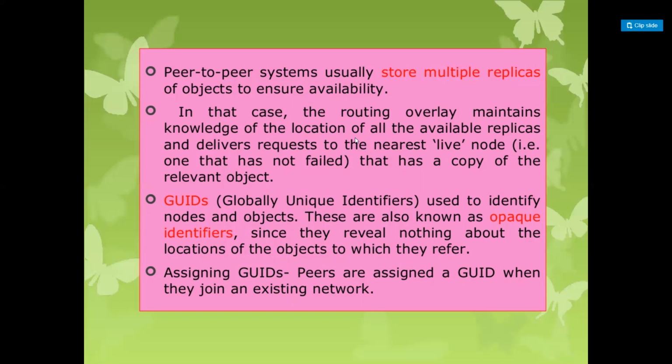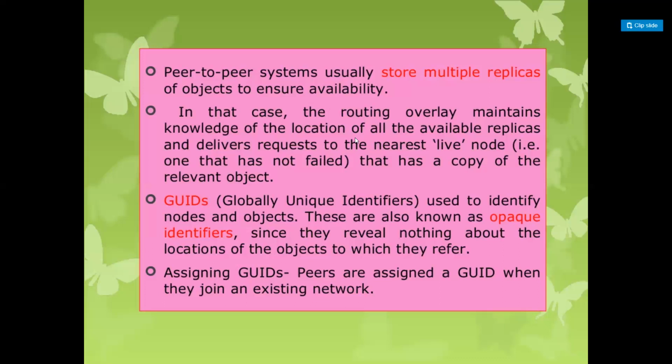The routing overlay mechanism knows the information of the replicas and delivers the request to the nearest live node, that is, one that has not failed and has a copy of the relevant object. Why? Because all will store the replicas, so it is storing a copy of the relevant object data.